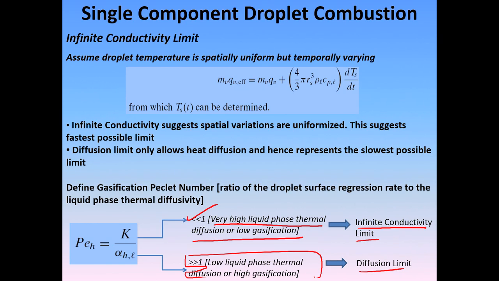On the other hand, when Peclet number is much greater than 1, this is a diffusion limit. So, both of these two limits actually determine whether we can take the droplet to be in the infinite conductivity or the diffusion. Diffusion is basically like a spherically symmetric droplet evaporation model. Okay. So, diffusion limit therefore always allows heat diffusion and hence represents the slowest possible limit, while this suggests the fastest possible limit, the infinite conductivity.